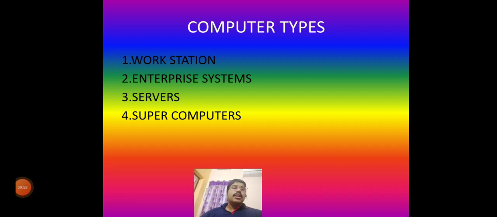Next, the fourth one is supercomputers. Supercomputers have a high capability of performing numerical operations. The numerical operations are performed by them very quickly. That is the main phenomenon of supercomputers. Generally, supercomputers are used in space stations, where if you send any satellite to space, we need to track its position from time to time.